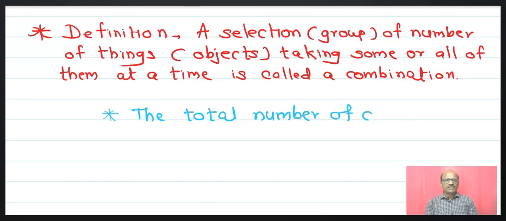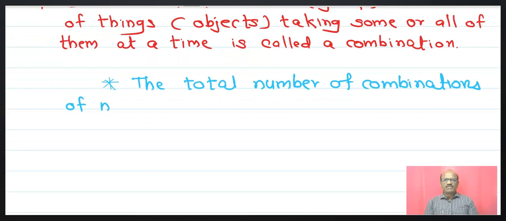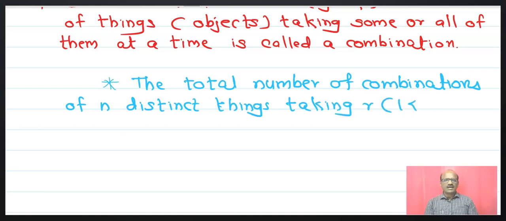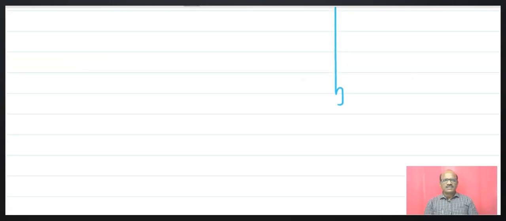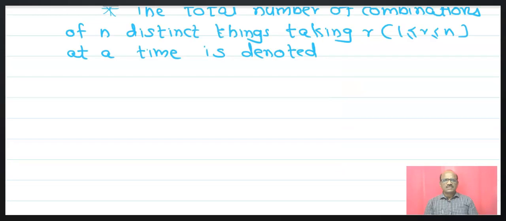Total number of combinations of n distinct things taking r at a time is denoted nCr. That is, in permutation nPr, in the same way here nCr.